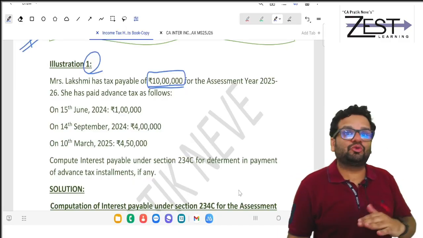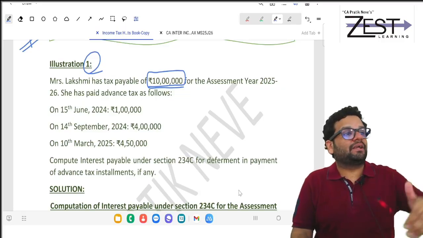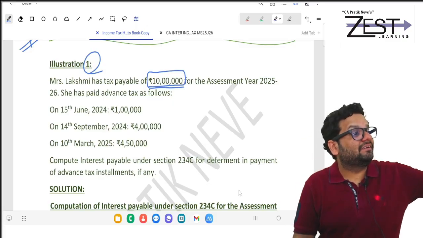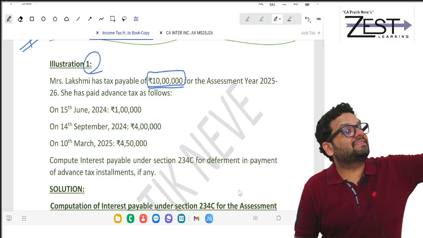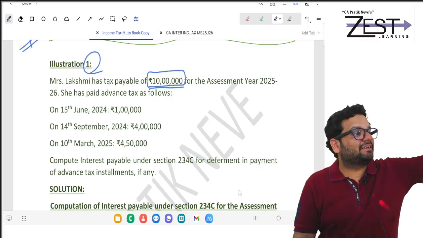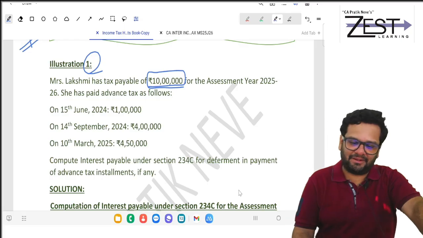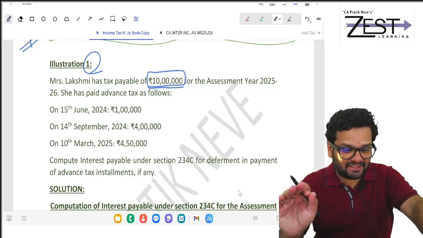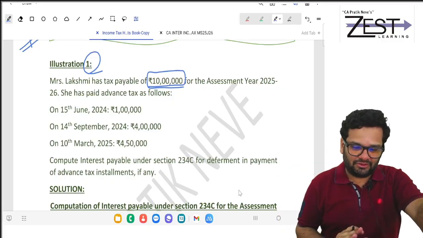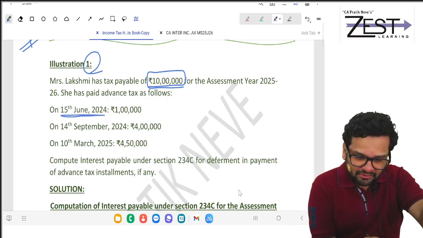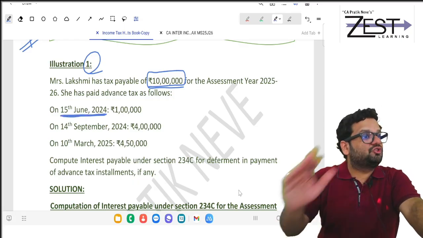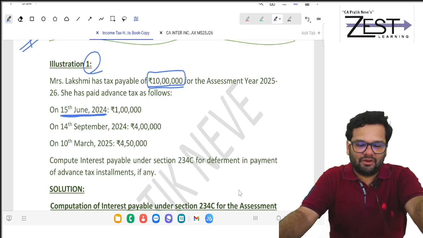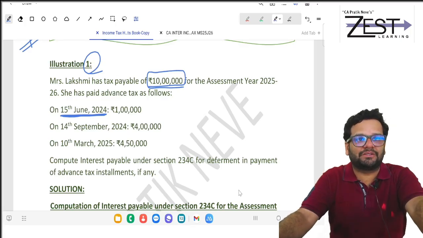In the exam, they can give you total income. On total income, you might have to calculate tax. From tax, you might have to subtract TDS to get advance tax payable. But I have directly given you advance tax payable. She has paid advance tax as follows. On 15th June, how much should you pay at least? 15%. What is 10 lakh into 15%?